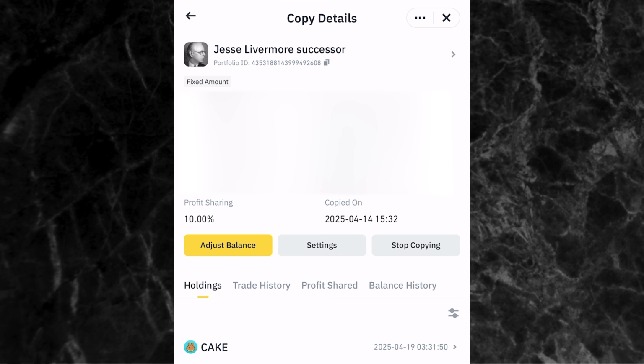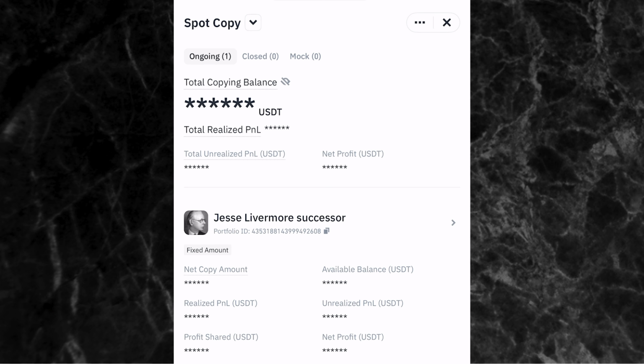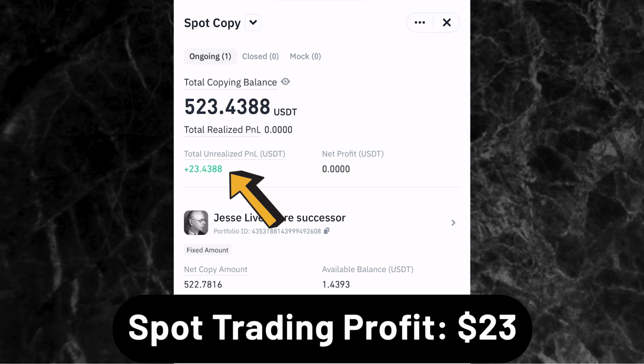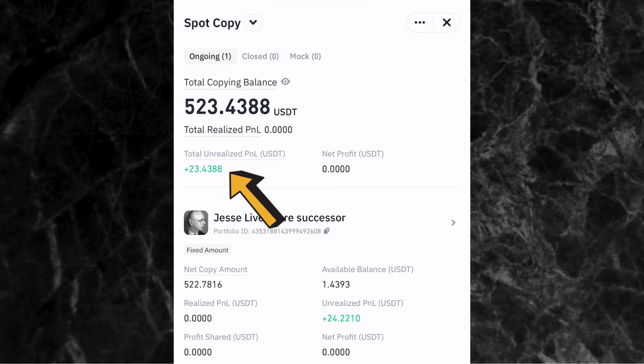Now, with all of this being said, how much have I been able to make by copying this trader? To show you that, let me just go back. So I'll just click on this back icon right here. And then after 7 days, the amount I've been able to make by copying this trader with $500 for spot trading is $23. So you can see right here, I've made approximately $23 after just 7 days. And I think that's about 5% profit. So I've been able to make 5% profit after just 7 days, which is not bad at all.